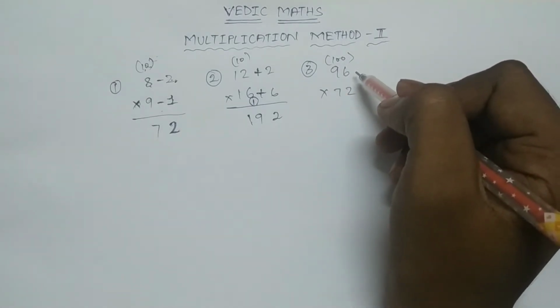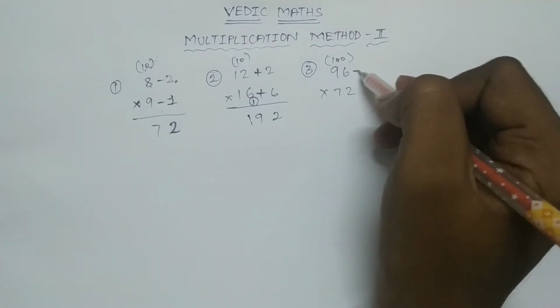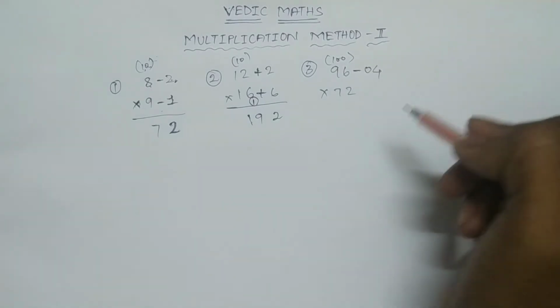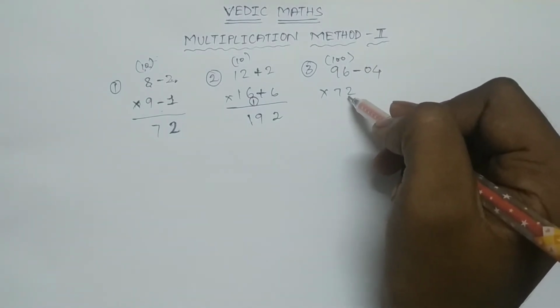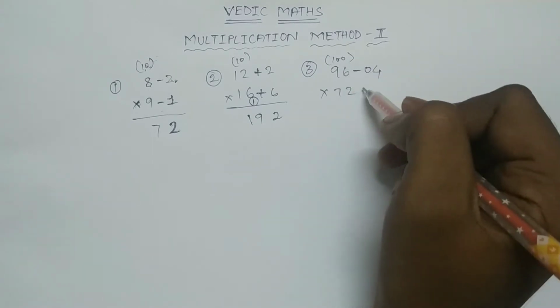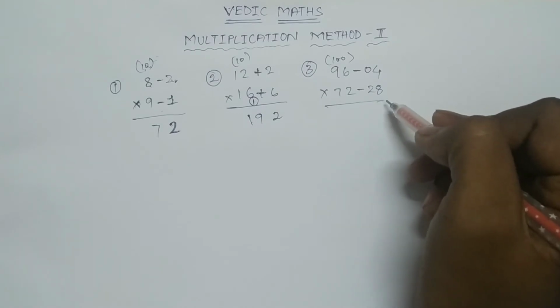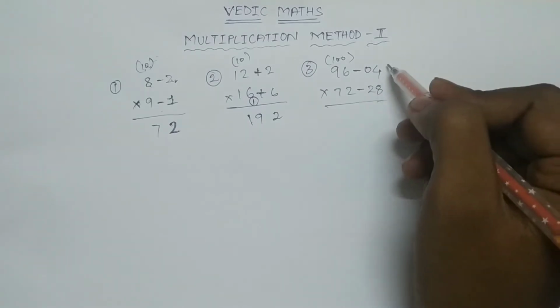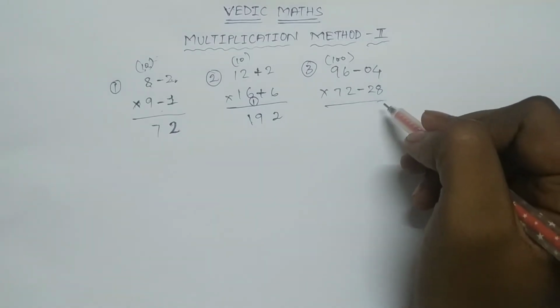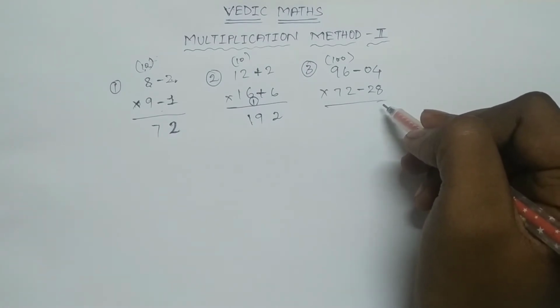Here 96 is 4 less than 100, so I am writing 04, and here the 72 is 28 less than 100, so I am writing minus 28. Now the right side value will be obtained by multiplication of 28 and 4. The value is 112. 28 into 4 is 112.